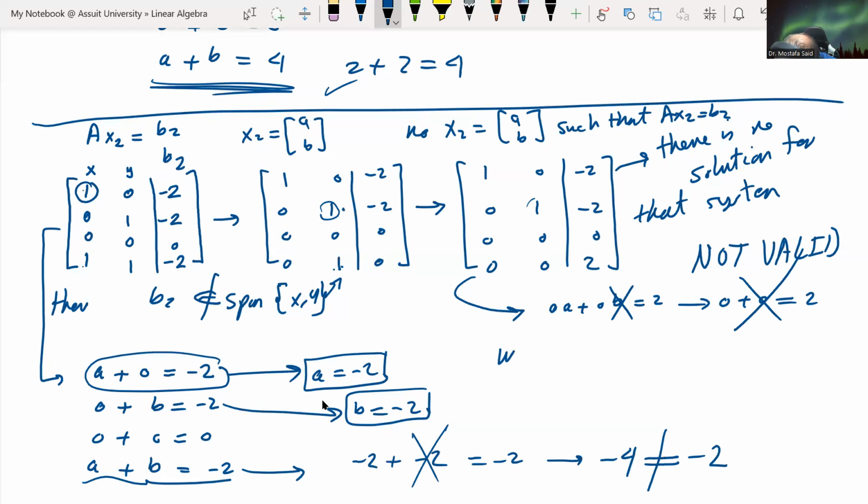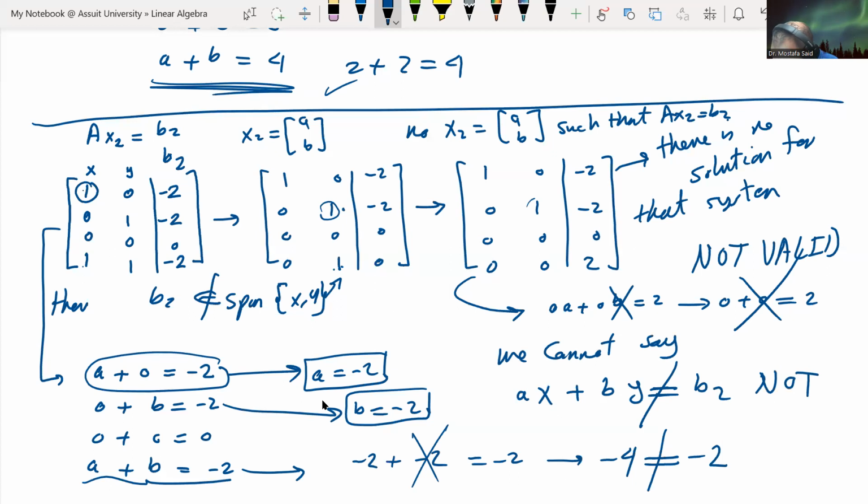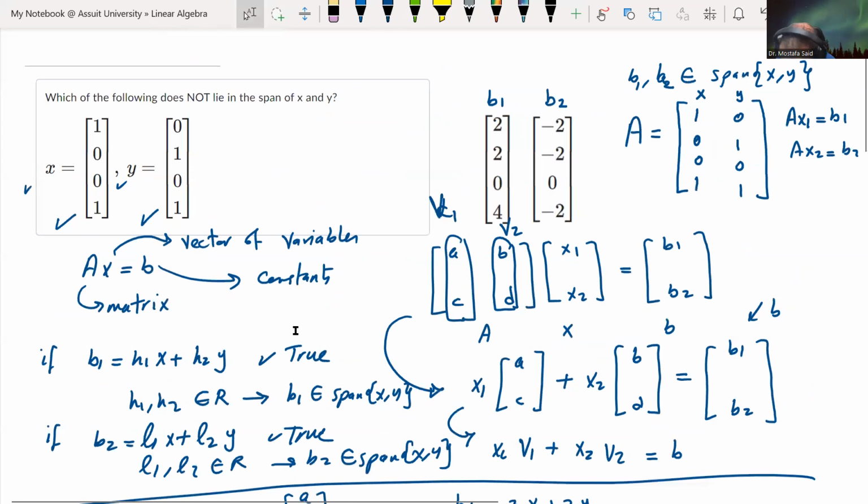Or we cannot say that a, the vector X, plus b, the vector Y, equal to B2. We cannot say so. That's not valid. We cannot represent vector B2 as a linear combination of the vector X and the vector Y. So the solution here is that basically B1 belongs. That's good. B2 doesn't belong.